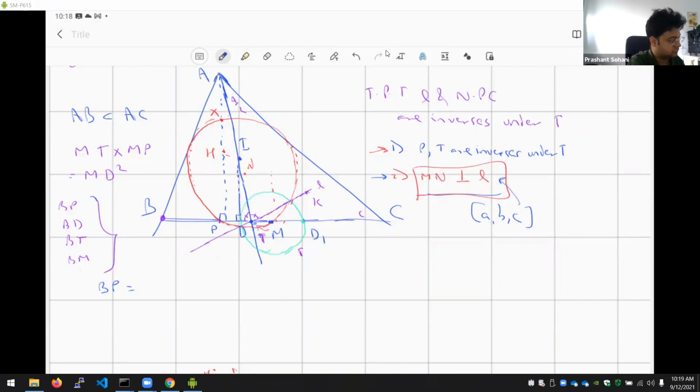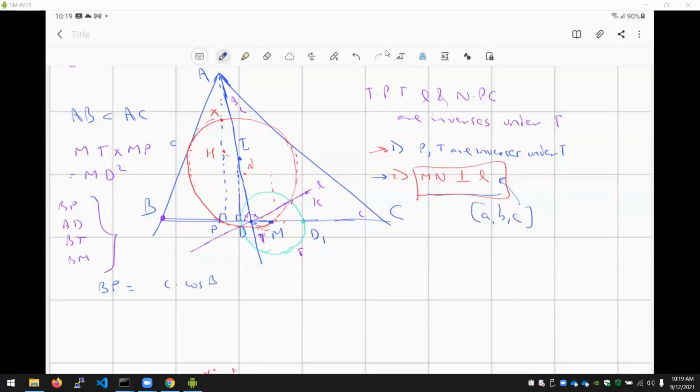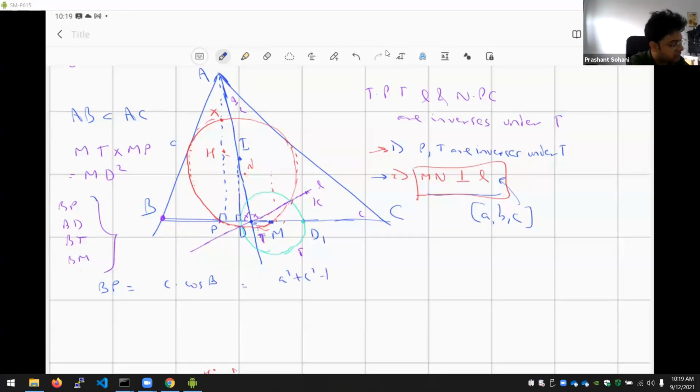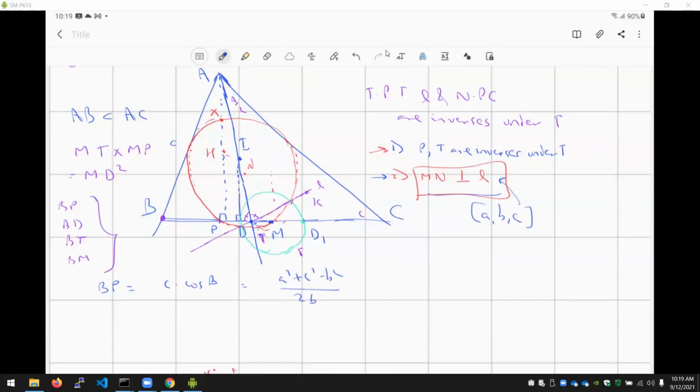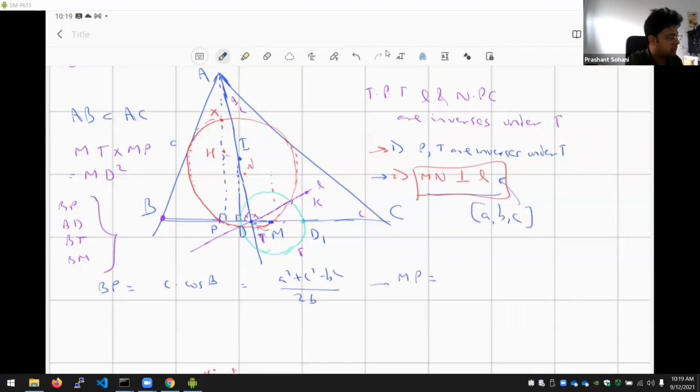So one strategy is, in triangle ABP, BP is nothing but C into cos B, and cos B you will know through the cosine rule is nothing but (A square plus C square minus B square) upon 2AC, and the C will cancel. So BP can be written in this way. Okay, and finally we are interested in the distances from point M. So from this I can write MP is nothing but A by 2 minus this.